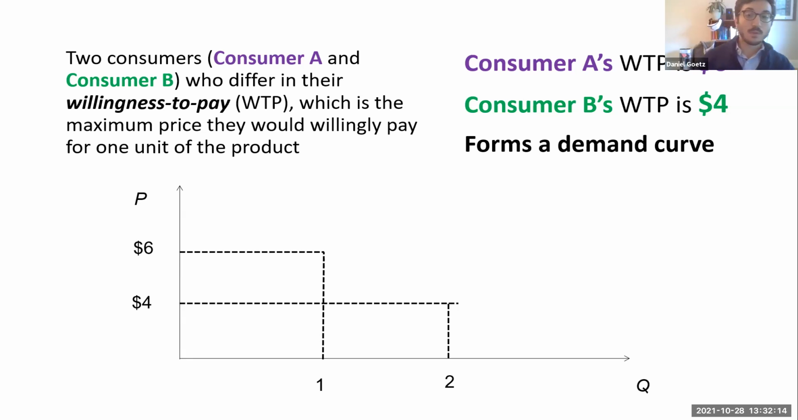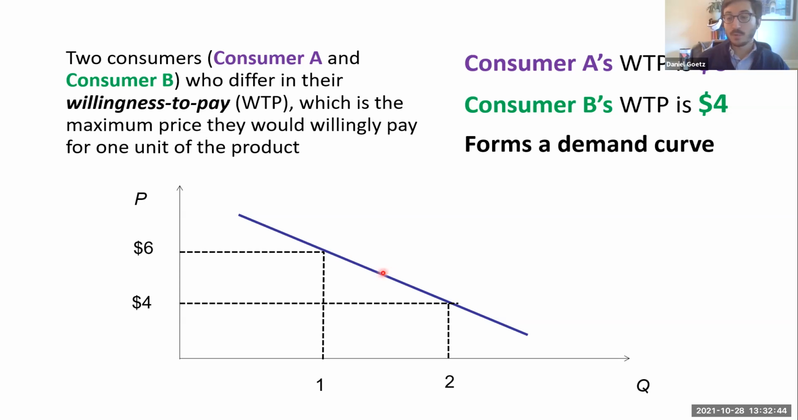But notice if we want to sell at $4, we're selling to both consumer A and B at that lower price. So I can charge $6 and just sell to consumer A, or I can charge $4, in which case I sell to both consumer A and B at $4. So those are your two options. You wouldn't really pick anywhere in between.